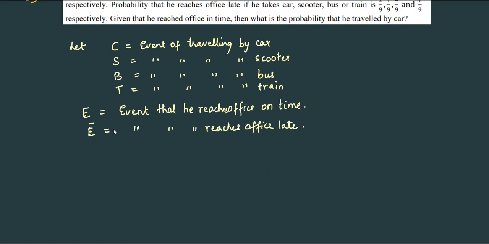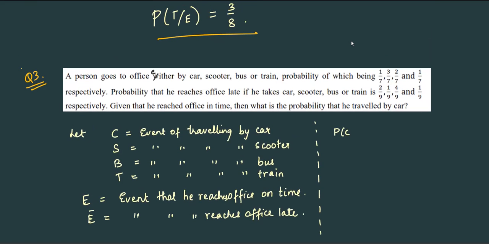So here, let us list the probabilities now. Probability of going by car is 1/7. Probability of going by scooter is 3/7 given. Probability of going by bus is 2/7. And probability of going by train is 1/7.